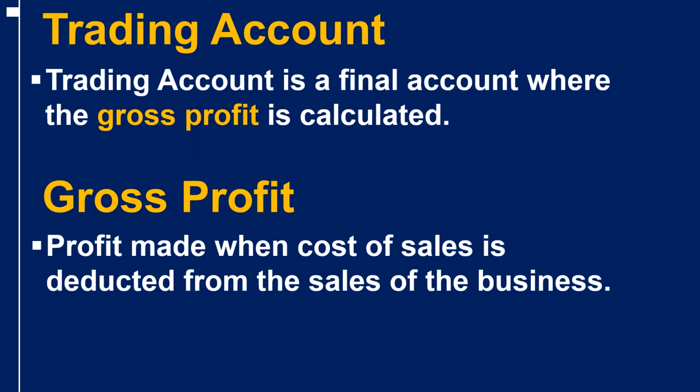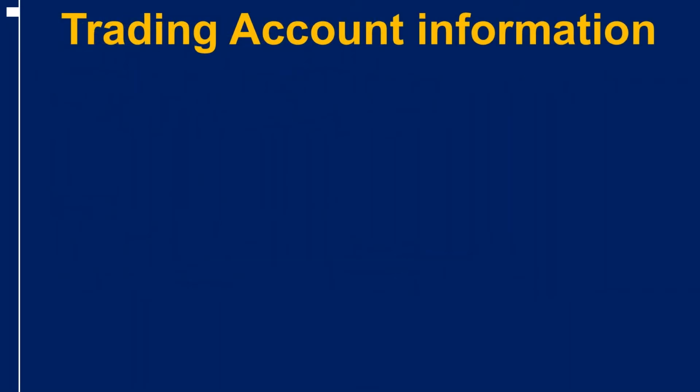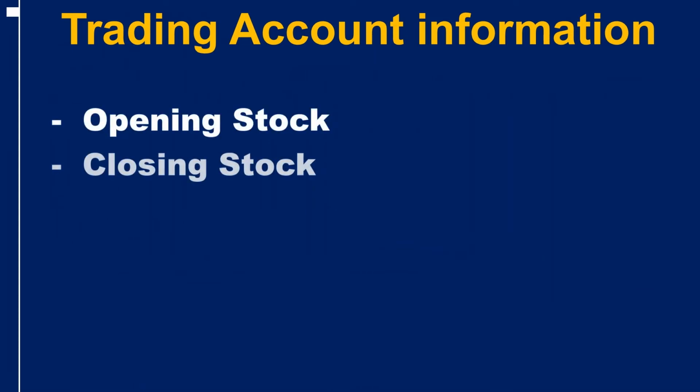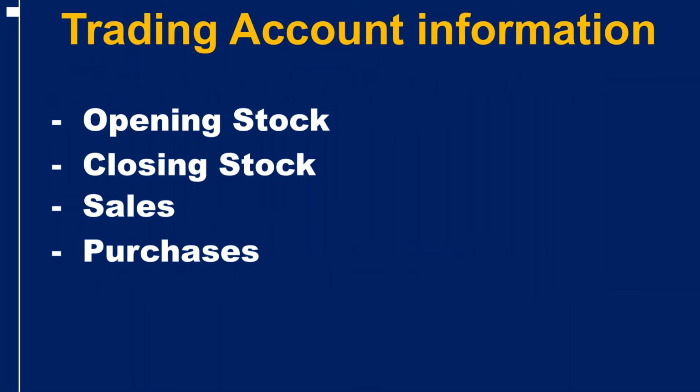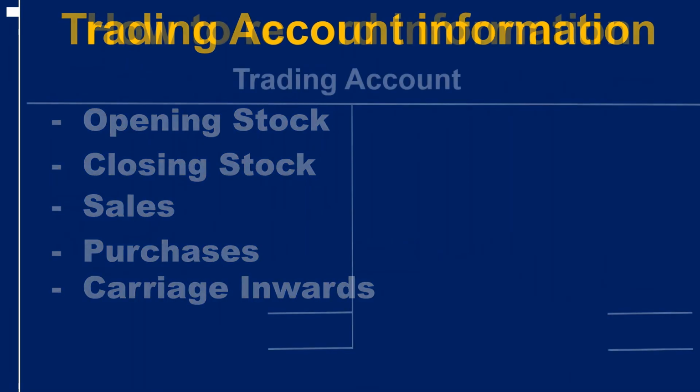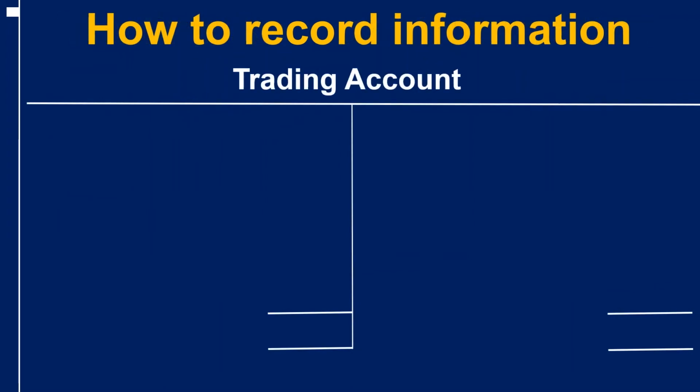The accounts that are used in the trading account are the opening stock and the closing stock, the sales, which is sales minus sales returns, the purchases, which is purchases minus purchases returns, and the carriage inwards. Let us now look at how to record these accounts in the trading account.